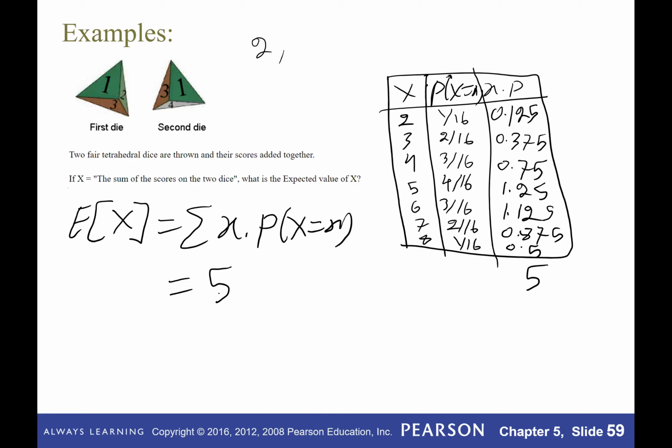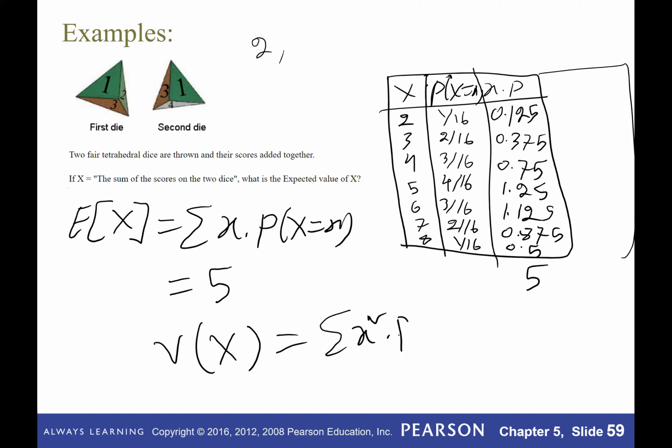You should also check the calculation. So now we have the expected value. If you want to calculate the variance, then you need to construct another two columns. The variance is the summation of x minus mu squared times p of x. Mu is 5 here.